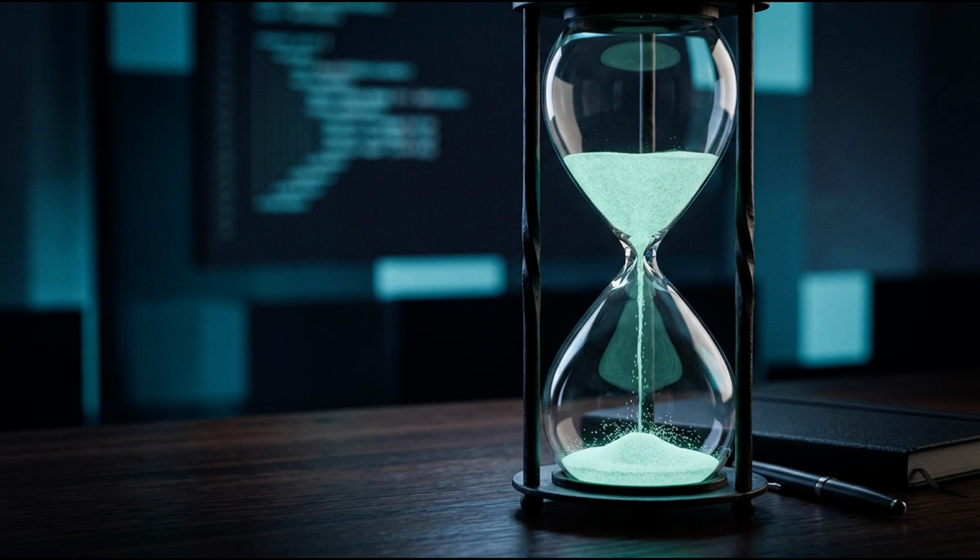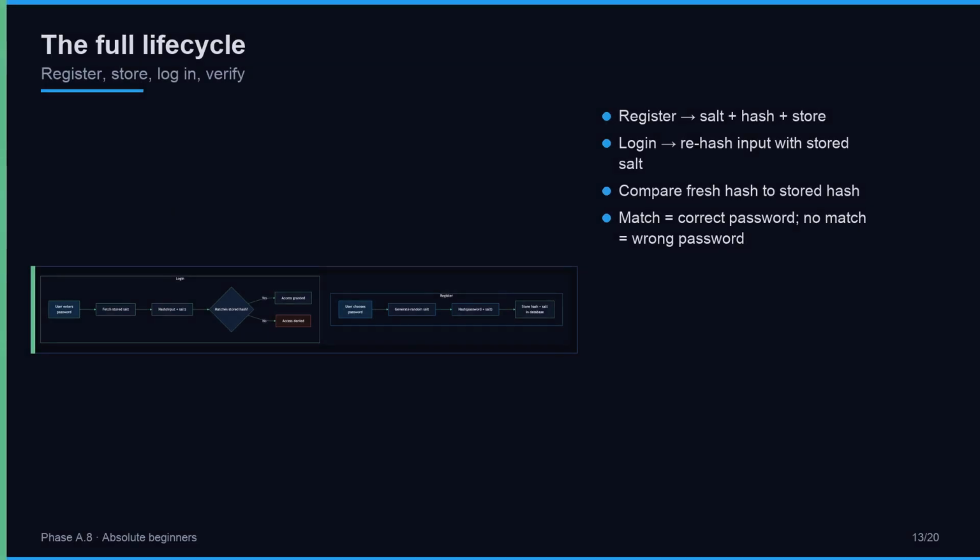For passwords, slow is good. Slow means an attacker cannot try a billion guesses a second. Slow on purpose. Here is the full life cycle of a password. A user registers, they choose a password. You generate a fresh random salt. You hash the password combined with the salt, using a slow algorithm with many iterations. You store the username, the salt, the iteration count, and the hash. The password itself is thrown away.